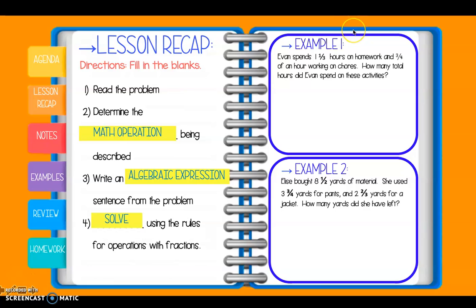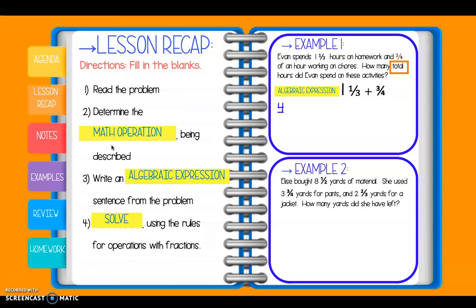It says Evan spends 1 1/3 hours on homework and then 3/4 of an hour on working on chores. How many total hours did Evan spend on these activities? So after we read it, the first thing we need to figure out is which math operation is happening. I see the word total, and I know the word total means that we're going to be adding. So our algebraic expression is 1 1/3 plus 3/4. So we have 1 1/3 hours on homework plus 3/4 of an hour on chores.